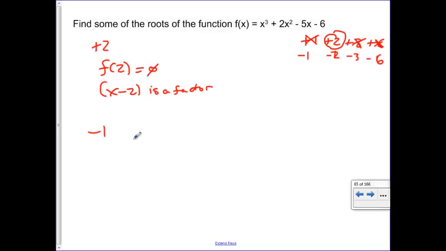-1 works. Okay, so for writing that, what you would say is that f of -1 equals 0. Basically, when you plug in -1, the answer was 0, which means it does divide evenly. So x plus 1 is good. And then we're hoping to find one more, probably, right?